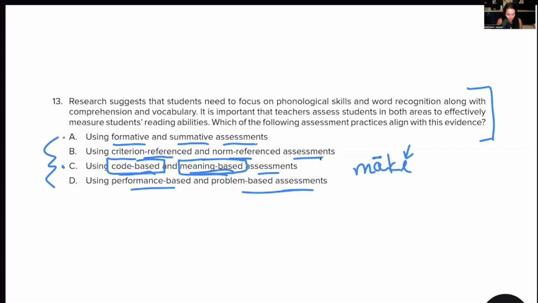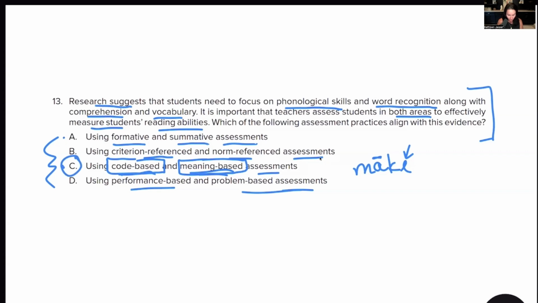Let's read. Research suggests that students need to focus on phonological skills and word recognition, along with comprehension and vocabulary. Okay. It is important that teachers assess both areas to effectively measure students' reading abilities. Which of the following assessments do that? Okay, let's say that you don't really know the specifics about which assessment assesses what, but formative and summative assessments, that's kind of overarching. They cover everything. So do performance-based, so do criterion referenced.